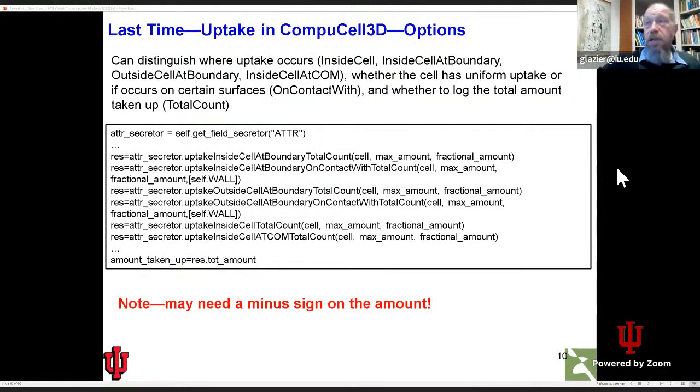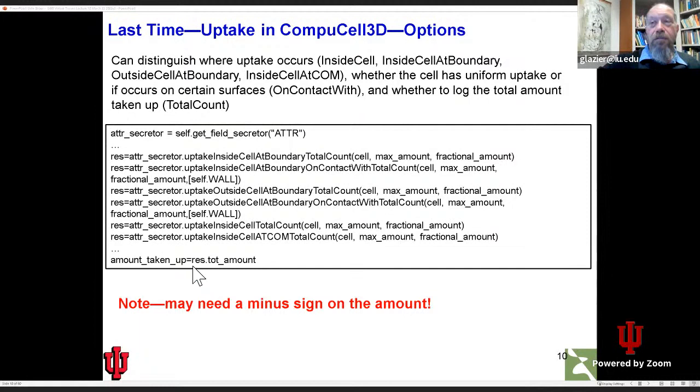And here were some examples again of what uptake looks like. Uptake, again, we get the field secretor for the field we're going to be working with. We have inside cell, at boundary, on contact with as options, total count as an option. Again, cell, maximum amount taken up per time step, fractional amount taken up. Here, there isn't an option of constant value. Doesn't make sense to have constant value. Constant value fundamentally can either secrete or absorb, depending on whether the amount outside is less or more. So it has both behaviors.